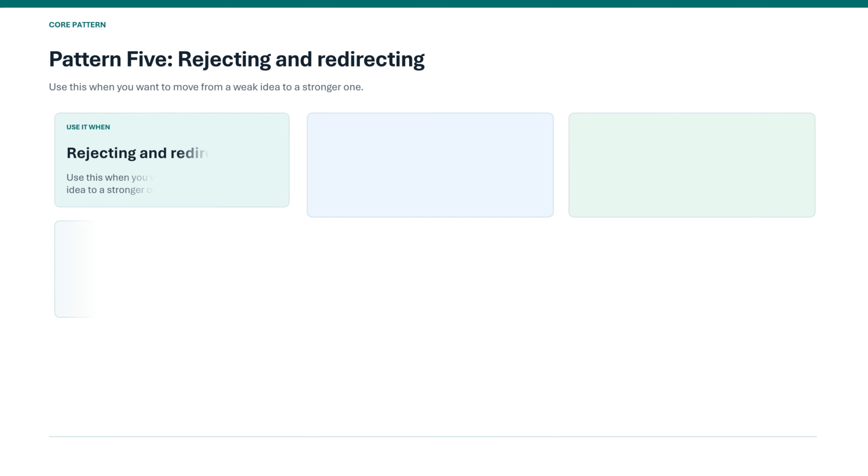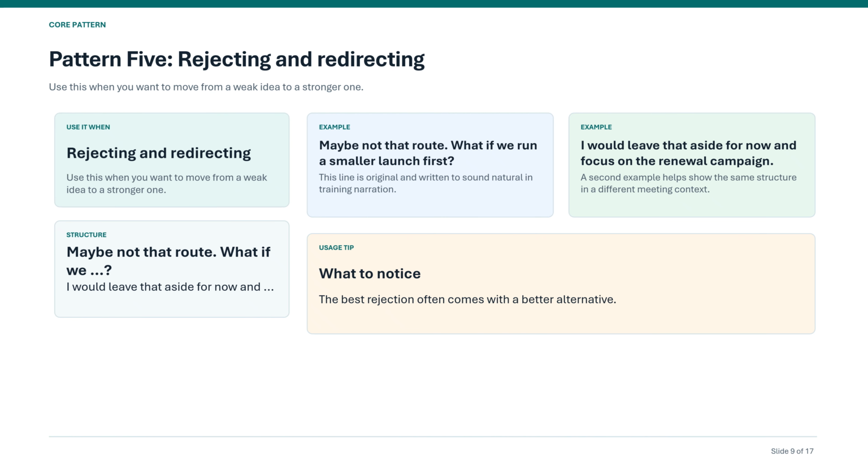Rejecting and redirecting is useful when you want to move from a weak idea to a stronger one. The structure is, maybe not that route. What if we? I would leave that aside for now. Here are two original examples. Maybe not that route. What if we run a smaller launch first? I would leave that aside for now and focus on the renewal campaign. The best rejection often comes with a better alternative.